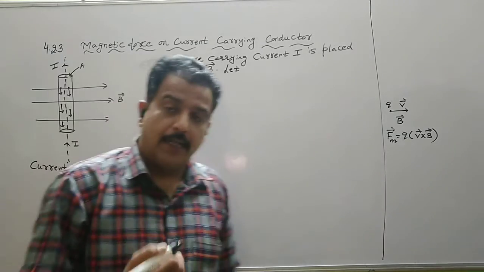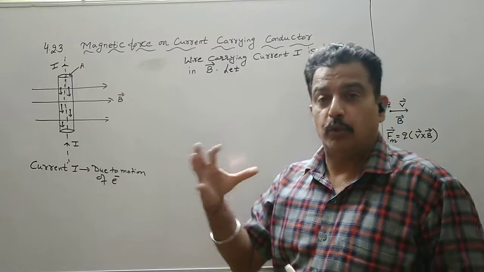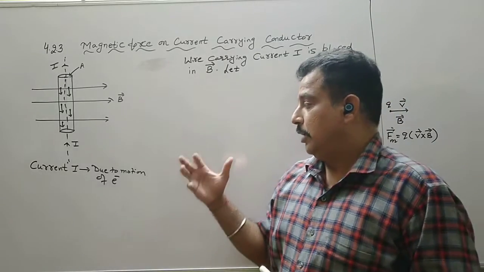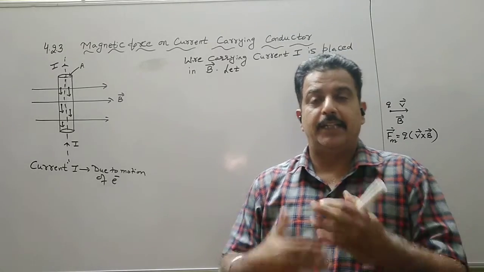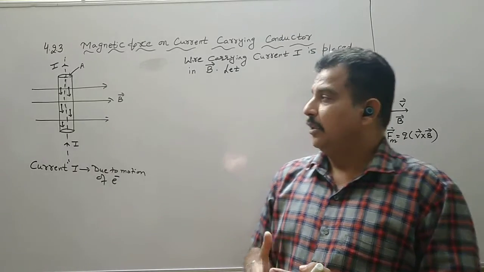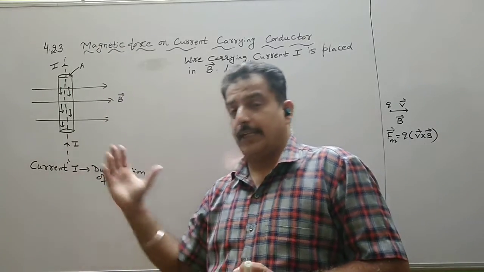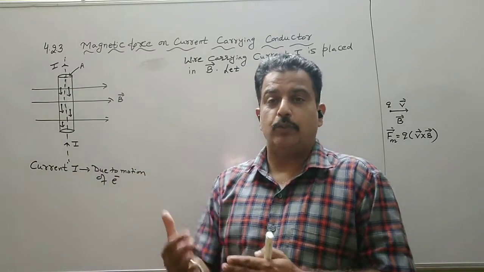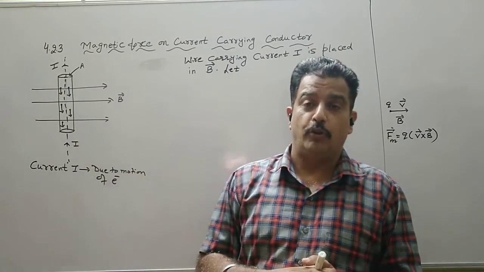Now if I want to find out the total number of charges, in actual practice it is the motion of electrons due to which the current is produced, but here we will refer to it as a charge. So if electrons are moving in a downward direction, then the positive charge is moving in the upward direction, though we know that positive charge does not flow.